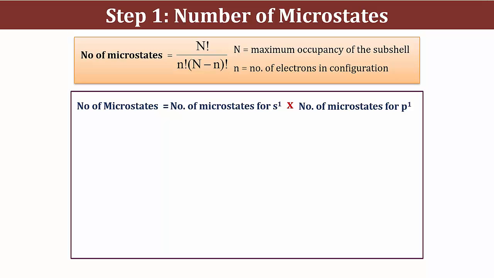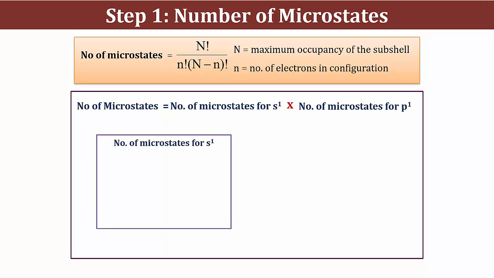As the two electrons are in different subshells, we have to calculate the number of microstates separately for the S1 and for the P1 configuration. The number of microstates for S1 configuration: here capital N is 2 and small n is 1. So 2 factorial divided by 1 factorial into 1 factorial gives the answer as 2. So the number of microstates for S1 configuration is 2.